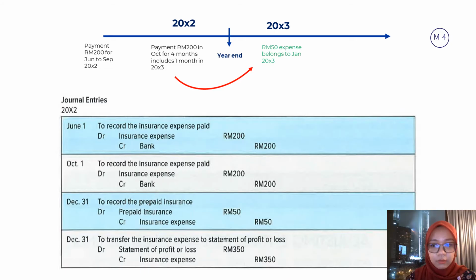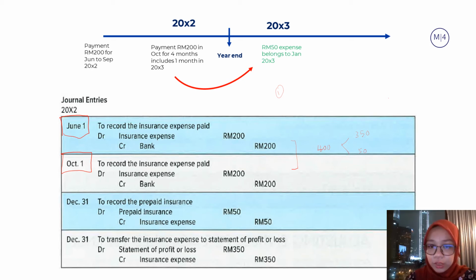As mentioned in the prior slide, first we have to record the payment: debit expense and credit bank, because the company has paid every 4 months, on June 1st and then October 1st, 200 every 4 months. So debit insurance expense, credit bank as usual. They have paid 400 ringgit, but it incurred just 350, and 50 ringgit is payment in advance.